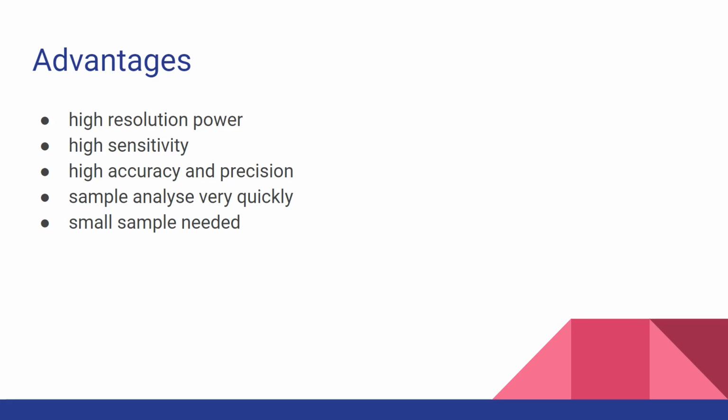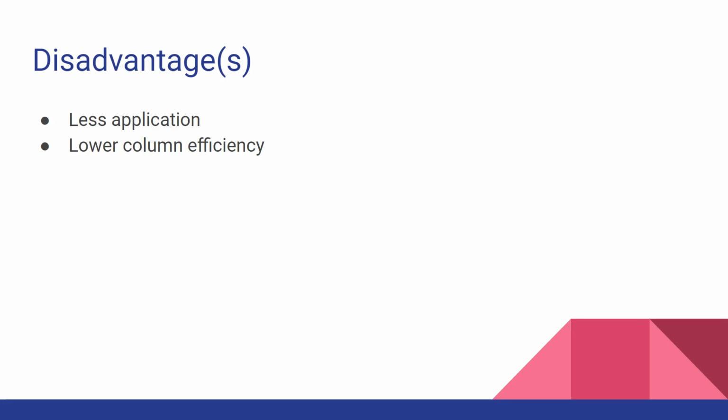The advantages of GC are that it has high resolution power, high sensitivity, high accuracy and precision, analyzes samples very quickly, and needs only a small sample. The disadvantages are fewer applications and lower column efficiency.